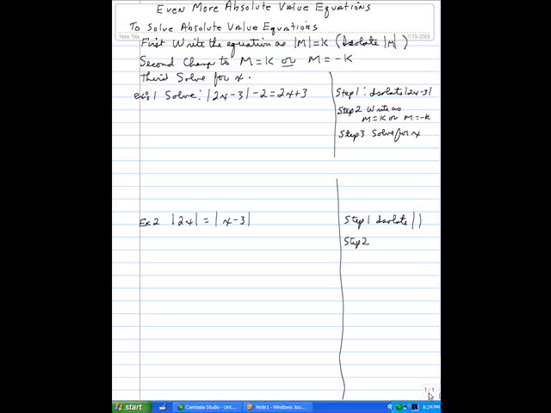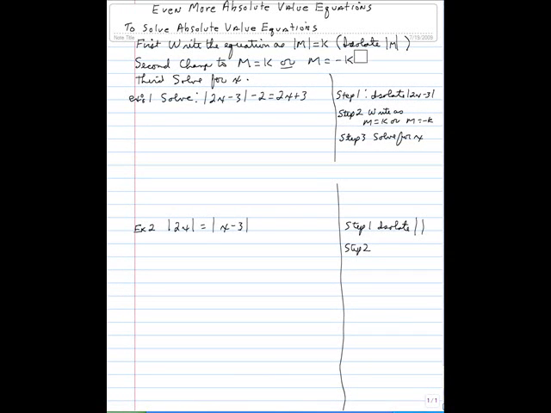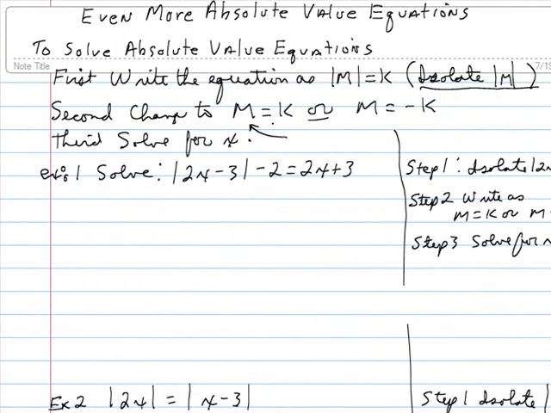First, write the equation as absolute value of m equals k, that is, isolate the absolute value of m. And second, change the form to m equals k or m equals negative k, and note that there's no absolute value on the m now. We dropped that absolute value when we got to step 2, and finally solve for x. So let's start the first one.